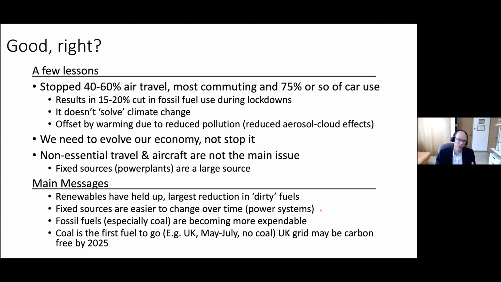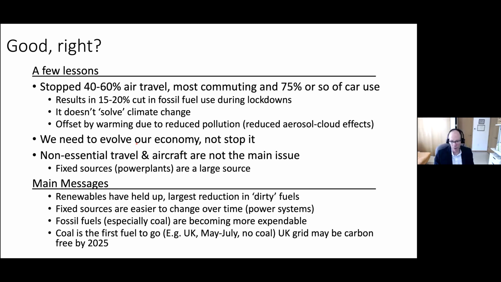And then interestingly enough, this was offset by warming due to reduced pollution, these aerosol and aerosol cloud effects. So what it says about policy measures is we need to evolve our economy, not stop it. It also says that non-essential travel and aviation emissions are not really the main issue, that power plants are probably the major source of fossil fuel emissions today. If we stop 75%, 60% of our air travel, we really don't see anything happening to fossil fuel emissions globally. There's a couple of other interesting messages.